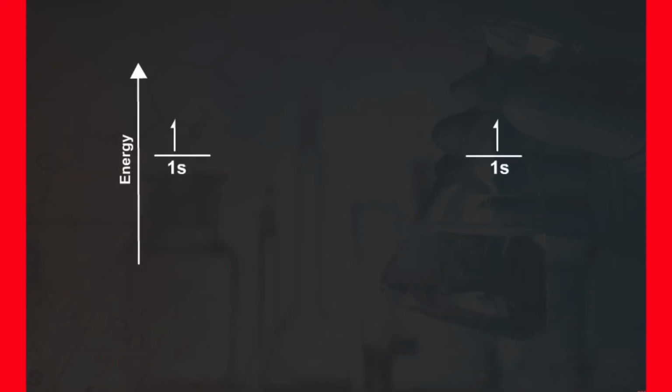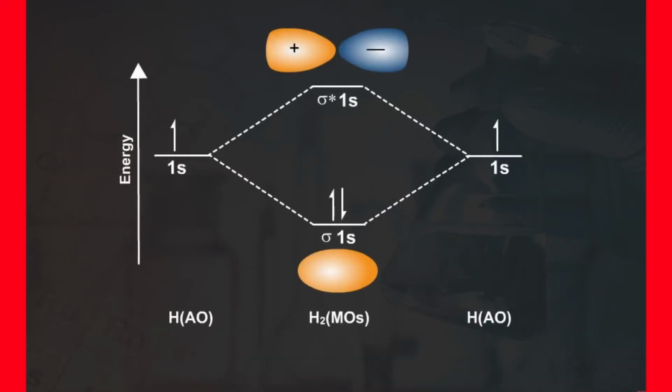The energy levels of the bonding and anti-bonding orbitals formed in the hydrogen molecule are shown on the screen. Two molecular orbitals were formed, one anti-bonding and one bonding. The two electrons in the hydrogen molecule have anti-parallel spin. Notice that the anti-bonding orbital is empty and has a higher energy than the bonding orbital.